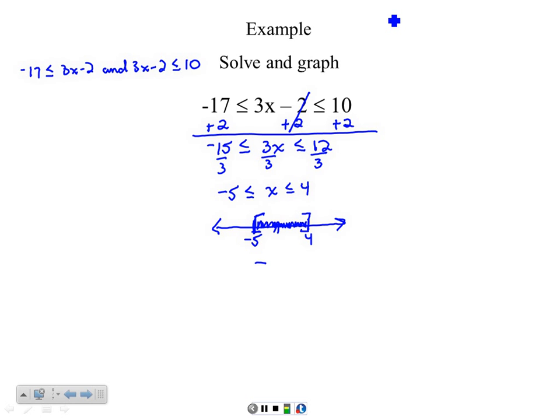So the interval notation is going to be from negative 5 to 4, including. That's why we have our brackets. So x can be negative 5 and can be 4 and everything in between.